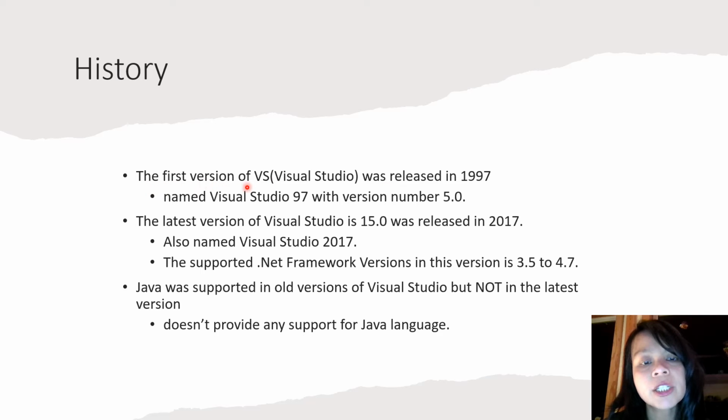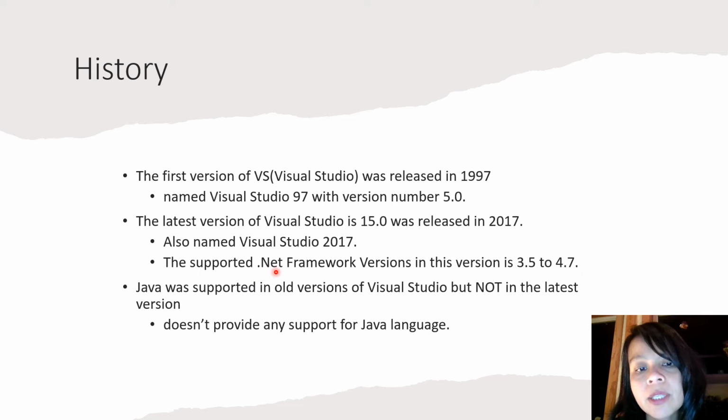The first version of Visual Studio was released in 1997. It was named Visual Studio 97 with version number 5.0. The latest version is 15.0, which was released in 2017. It's also named Visual Studio 2017. The supported .NET framework versions in this version are 3.5 to 4.7.